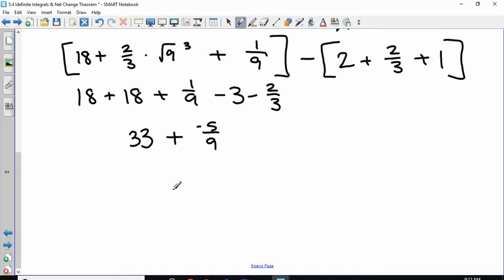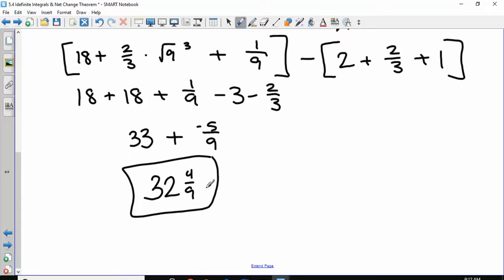Do you guys all understand how I'm working these out by hand? Just trying to help you practice that skill. We struggle with that a bit. So this would be the same thing as 32 and 4/9, or you could write that as an improper fraction or a decimal. Not the prettiest problem ever, but we can do it without using a calculator.